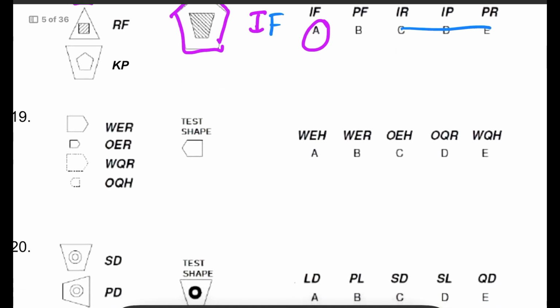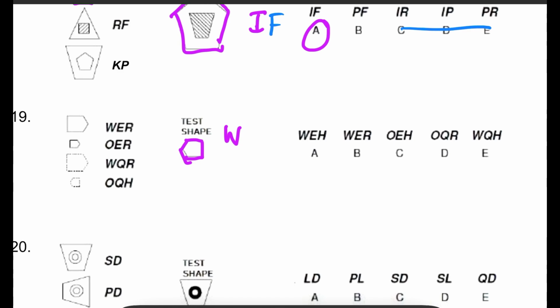Now on to this question. Now it's a 3-letter code. So these two both have a W as the first letter, and they both have this size of pentagon. As you can see, the test shape is also the same size, so the first letter will be a W. The ones with the O are a smaller shape.